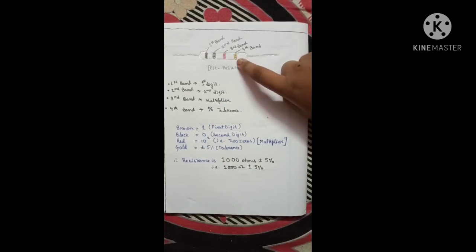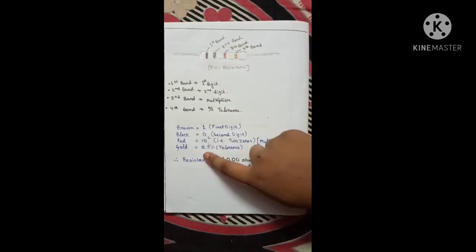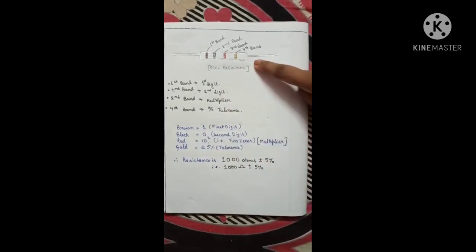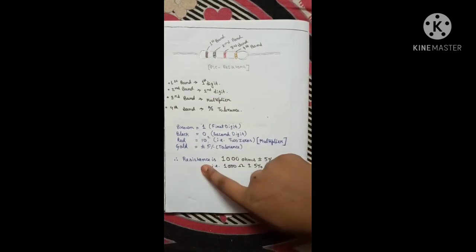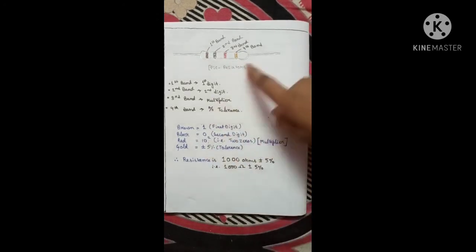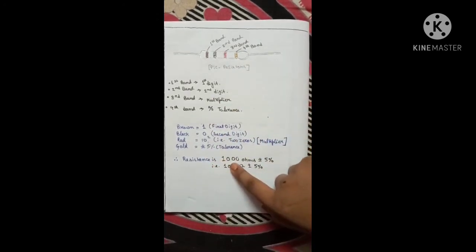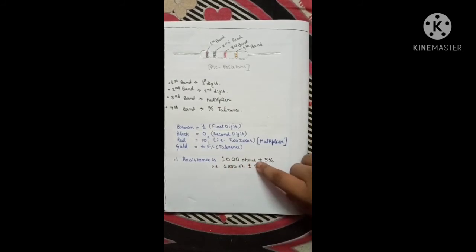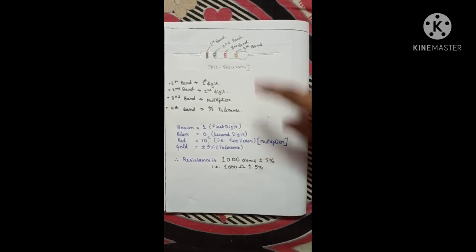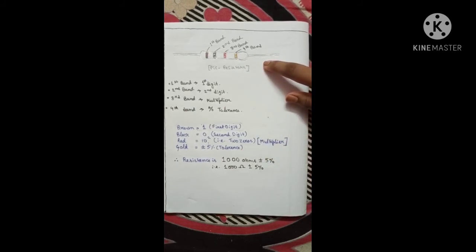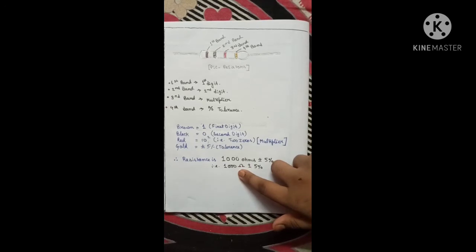And as the fourth band is the tolerance of this resistor, we have gold color here, and according to the color code chart gold is plus minus 5%, that is the tolerance of this resistor. So therefore the resistance of this resistor is 1000 ohms plus minus 5%. Here plus minus 5% is the tolerance of this resistor, and this is the symbol of ohms.